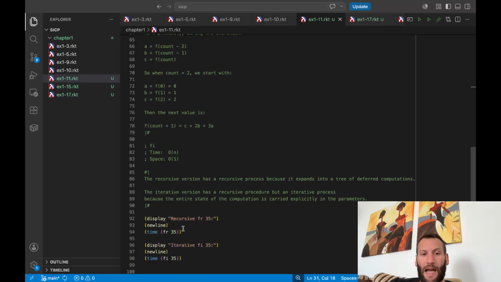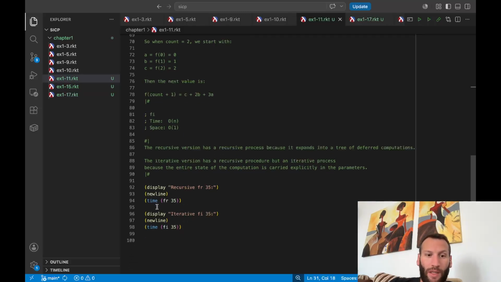As told many times in the book, the recursive version has a recursive process because it expands into a tree of deferred computations. And instead, the iterative version has a recursive procedure, but an iterative process, because the entire state of the computation is carried explicitly in the parameters.